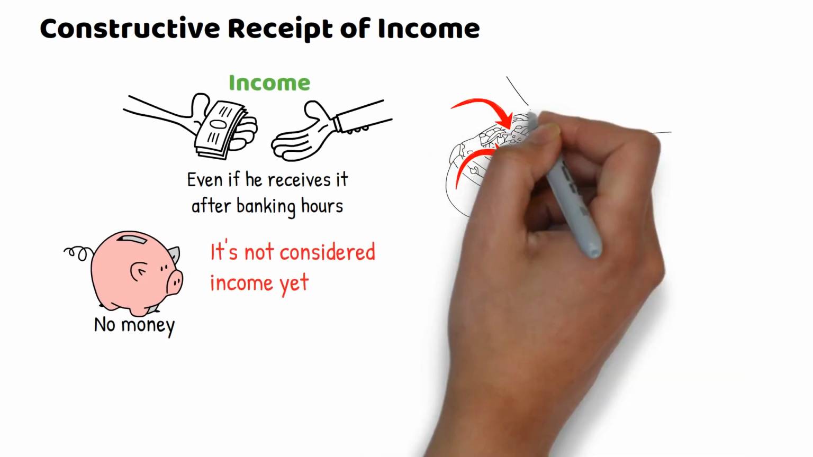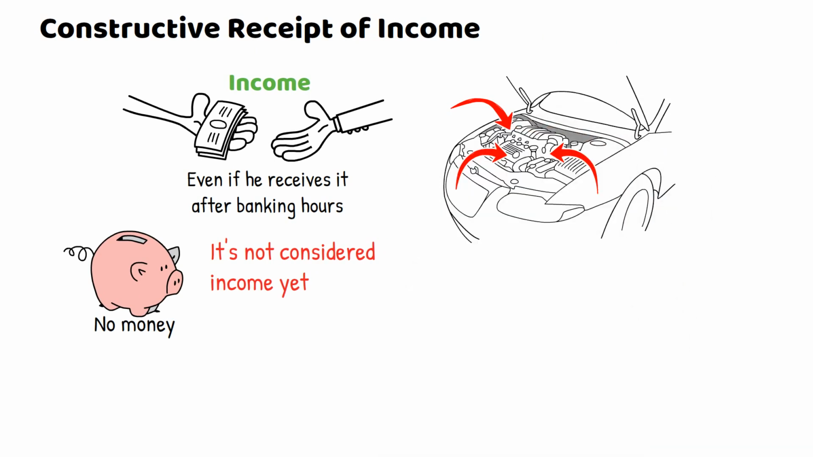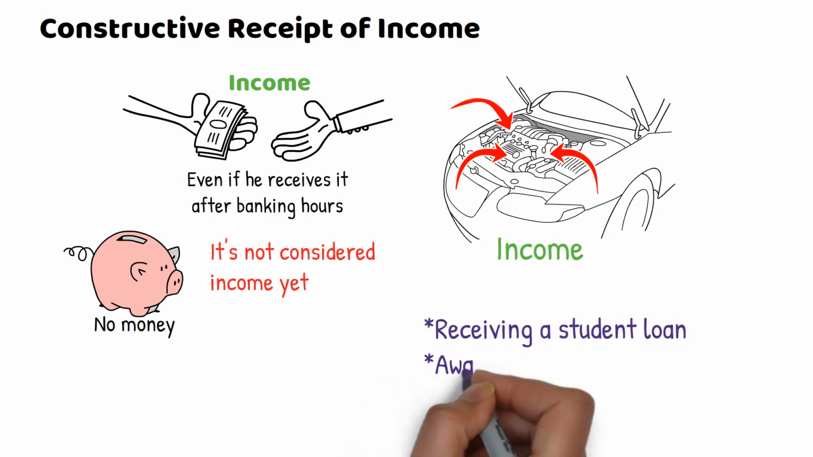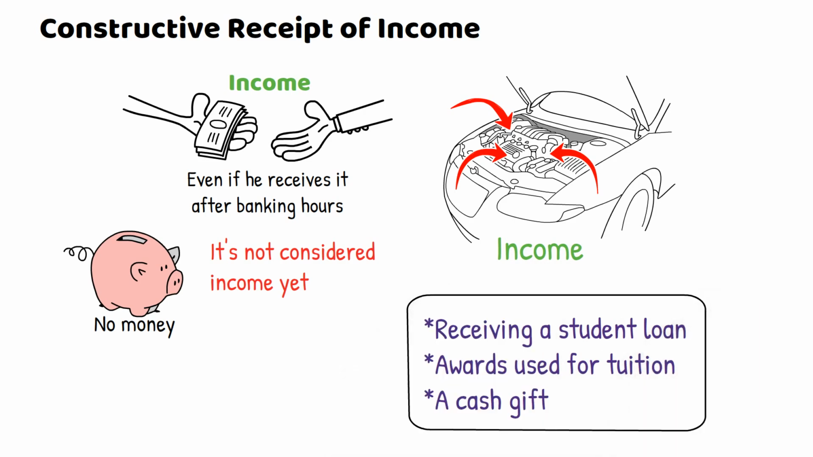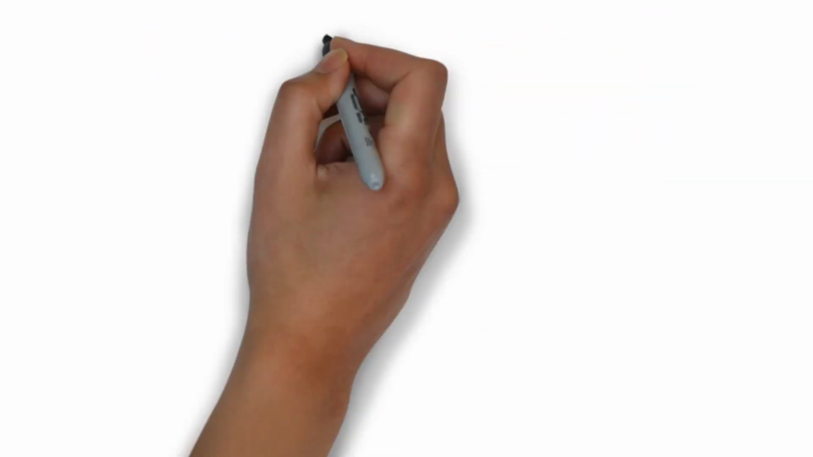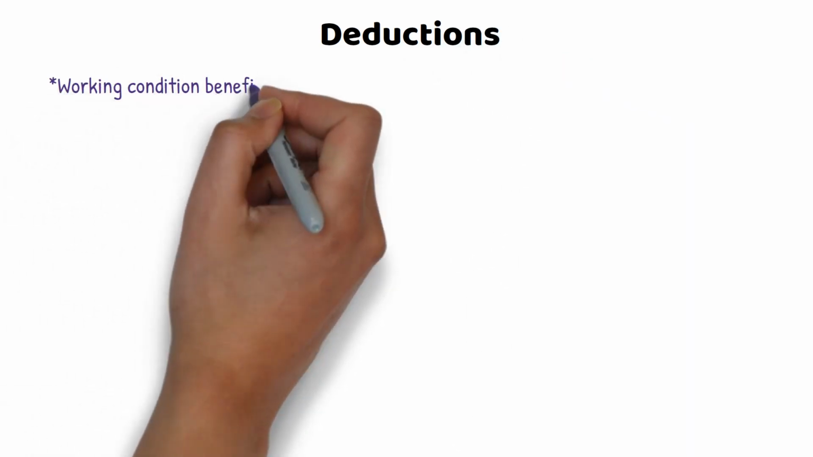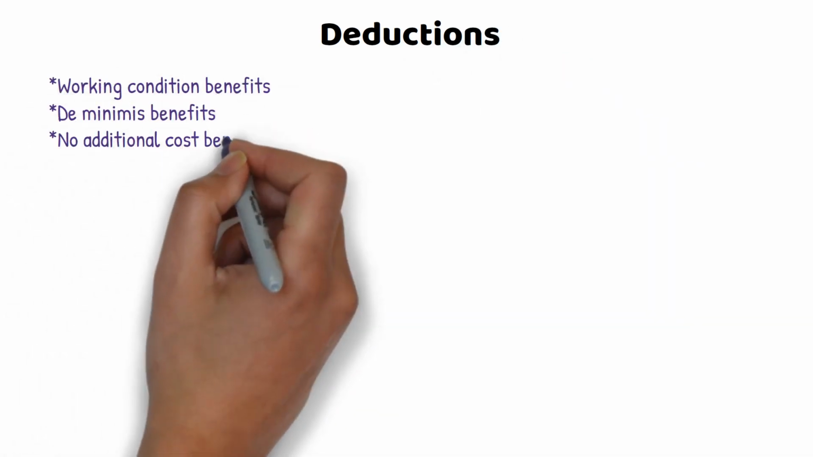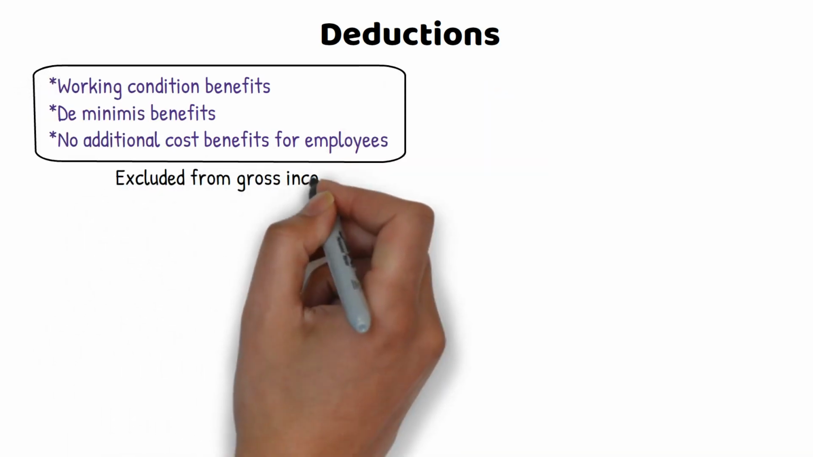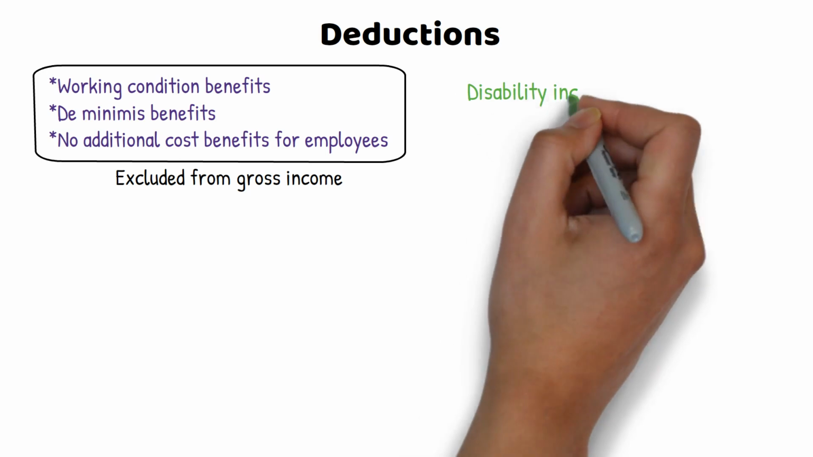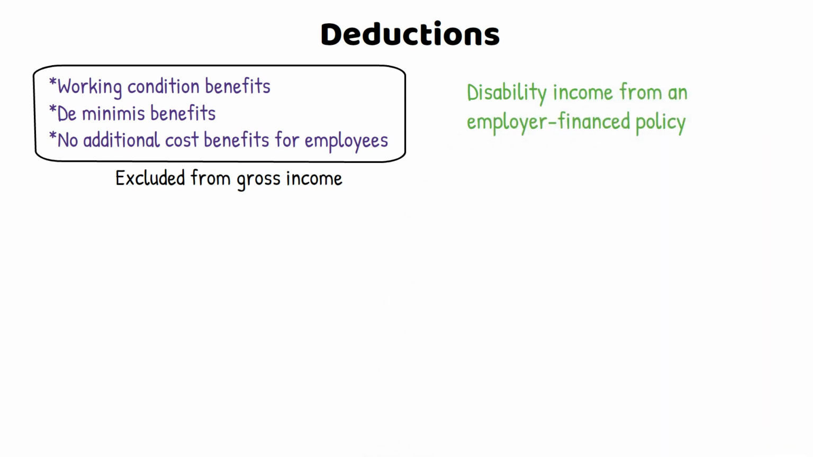Consider a scenario where Jessica exchanges services with someone. For instance, she does their taxes in return for car repairs. This barter is considered income for Jessica. However, receiving a student loan, awards used for tuition, or a cash gift doesn't increase her gross income. However, certain benefits like working condition benefits, de minimis benefits, and no additional cost benefits for employees are excluded from gross income. However, disability income from an employer-financed policy is not excluded and must be included in gross income.